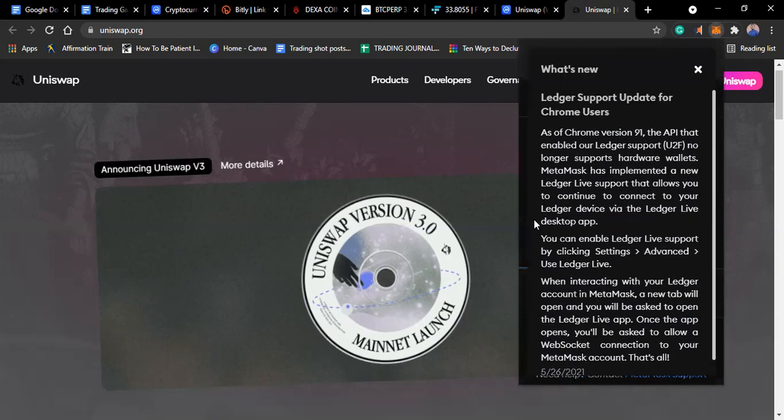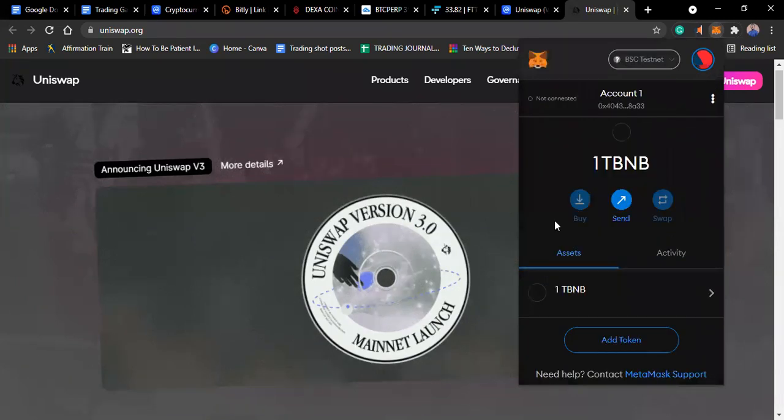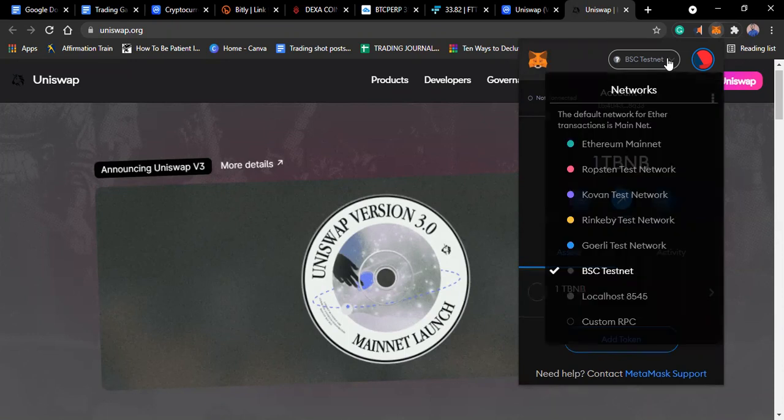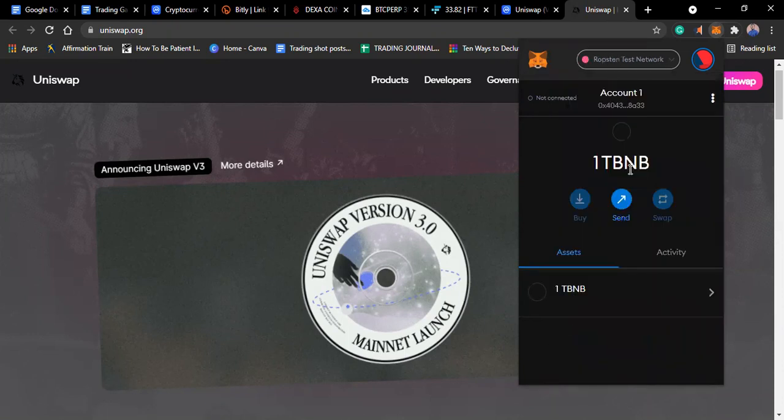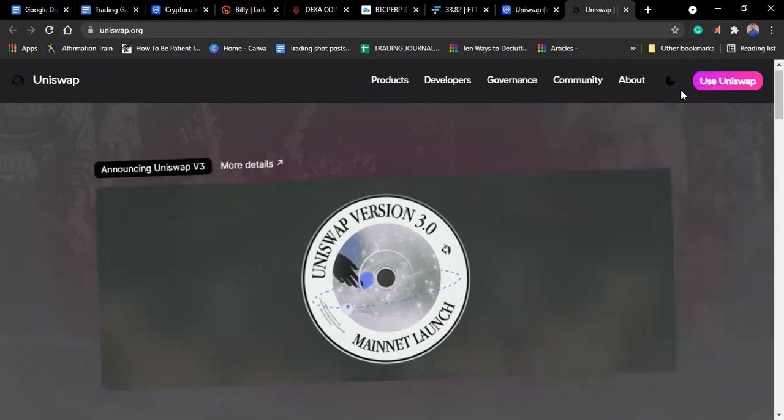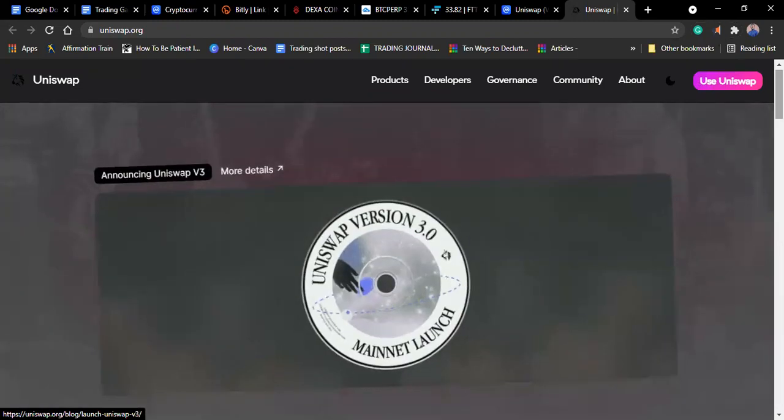Okay. This is my MetaMask. What am I doing? Okay. So I have my MetaMask installed.